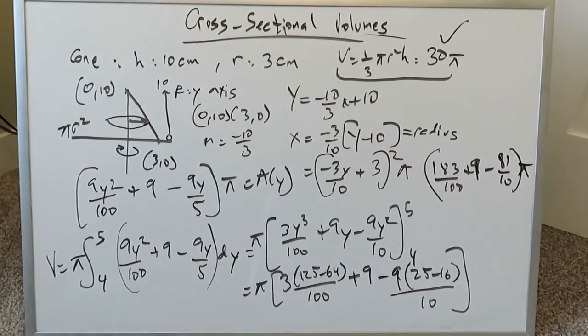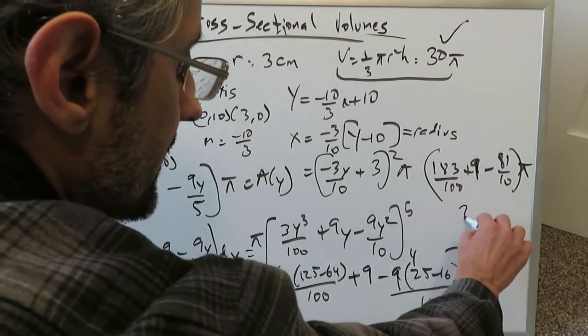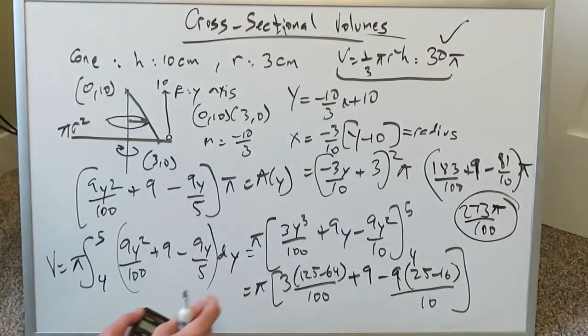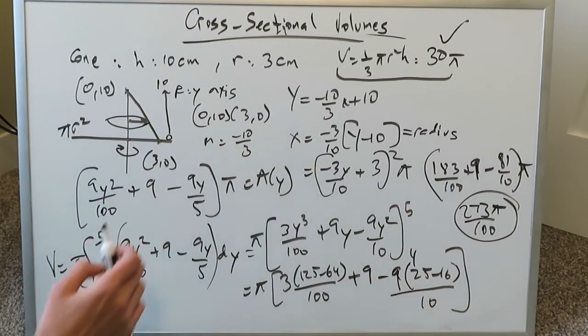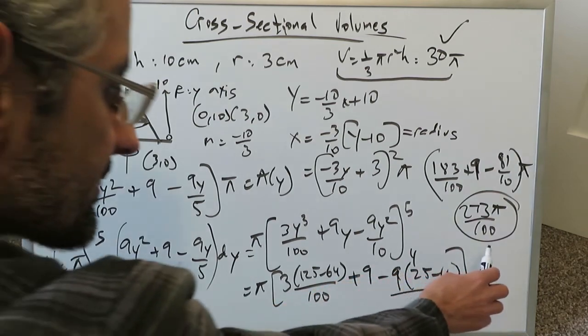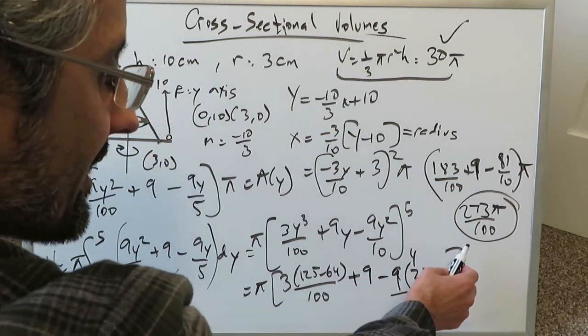We can do a common denominator here of 100. We'll have 183 plus 900 minus 810, right? Because 10 goes in 100 10 times. We'll multiply with 81 and make it 810. We have here a 273 pi over 100 to be the volume of the cross-sectional disc, which would have arisen from that cut made at 4 and cut made at 5, and you're pulling it all out. And this answer would very well be right. You can convert this into a decimal answer, or you can leave it as is.